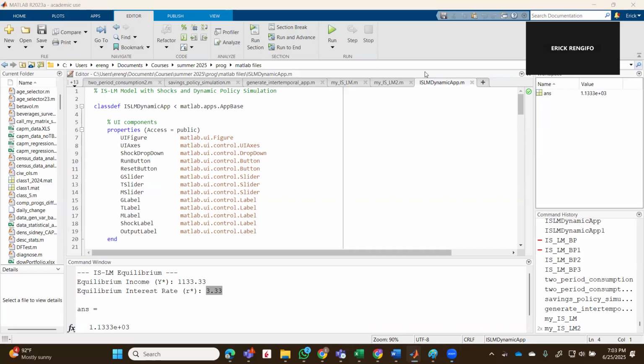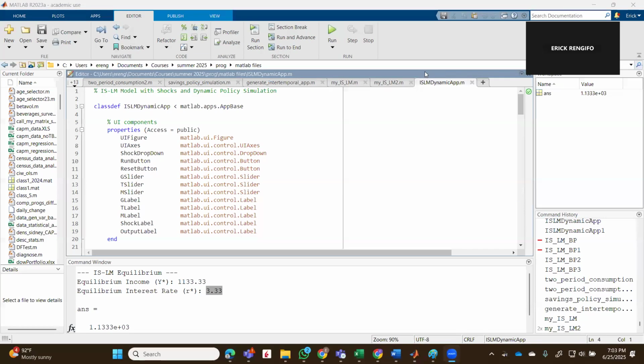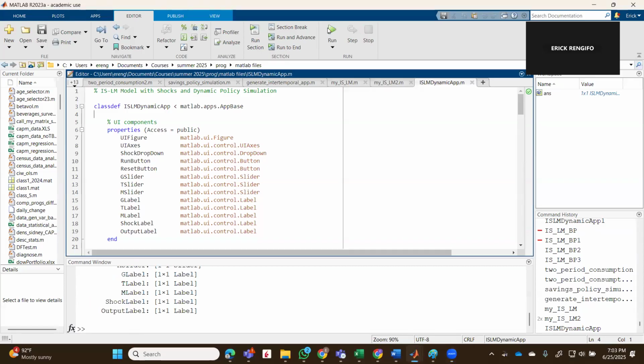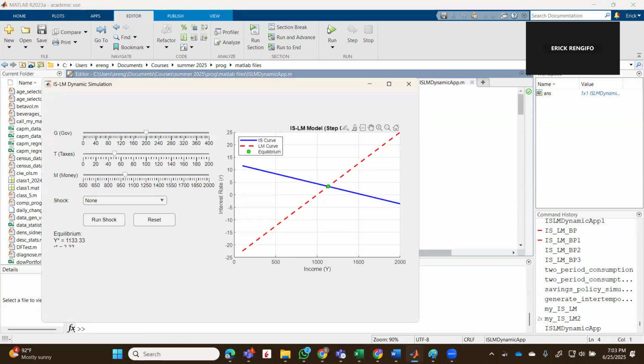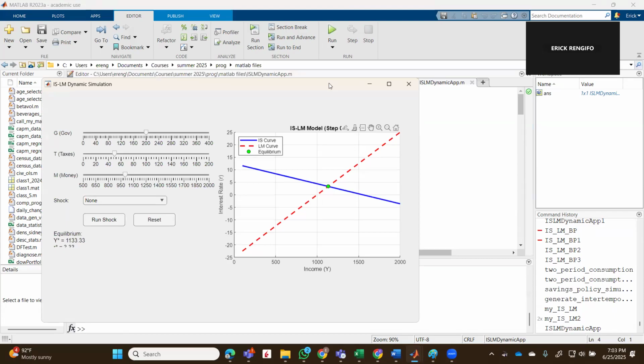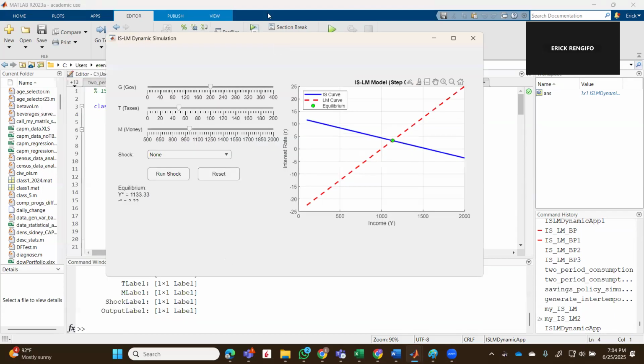I got it. Perfect. So if we run this one here, take a look at what we are doing. Something similar, guys, to what we have done in the past. This is an app in which I can run shocks. So for example, let's do a shock, and take a look at the graph, okay? So let's put this one here as 1133.33. So now let me do a shock.